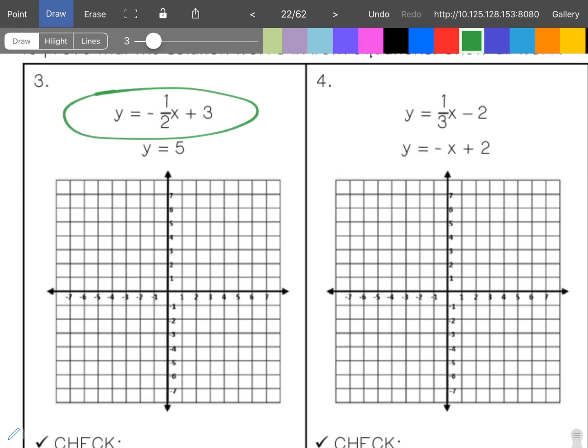the first one here. What is our y-intercept? If you say +3, that is correct. So we put our dot at +3. Our slope is -1/2, and since it's negative, we are going to go down and right. So from the point that we put on our coordinate plane already, we will go down 1 and right 2, and then we will continue that pattern.